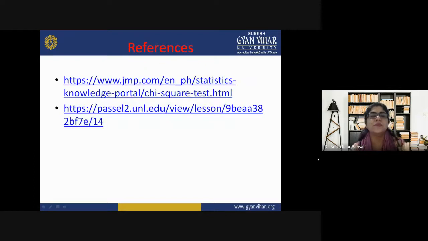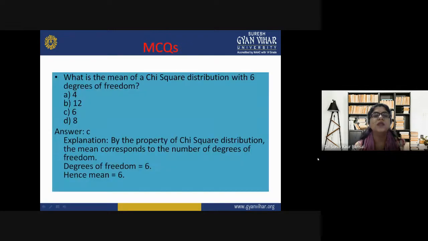Now, these are some references, students, for your more study purpose. You can go through them and study well about it. Now, students, let's have a look at MCQs for your purpose of more studying. Now, let's enjoy doing the questions at the end of the class.